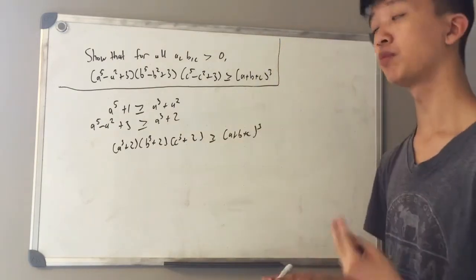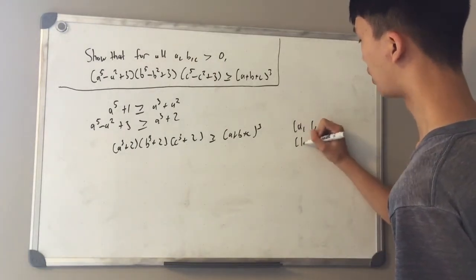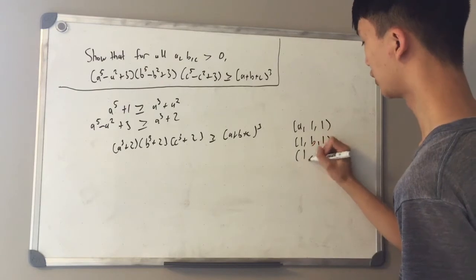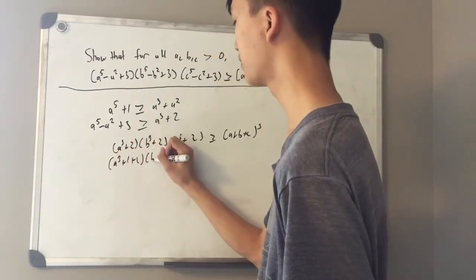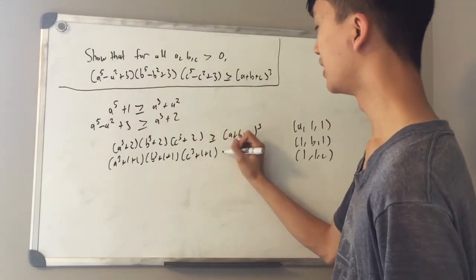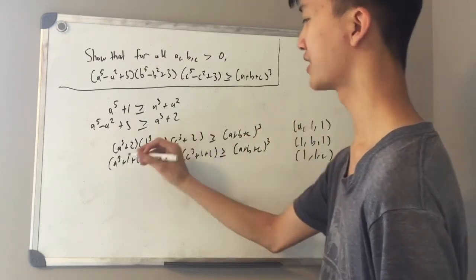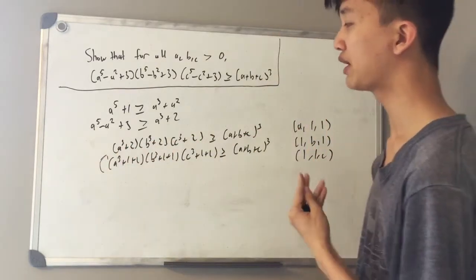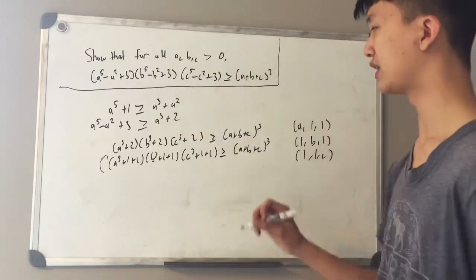So now we can apply Hölder's inequality over the sets a, 1, 1, and 1, b, 1, and 1, 1, c to get that a cubed plus 1 times b cubed plus 1 times c cubed plus 1 is greater than or equal to a plus b plus c all cubed. Now this is equal to the above. And so now we have proven the above statement, which also proves the initial statement. And so we are done.